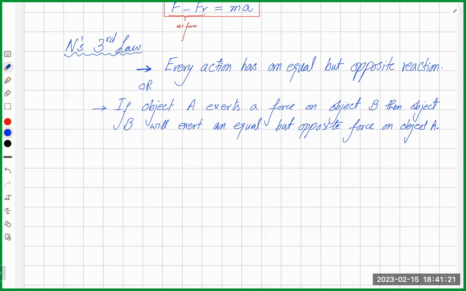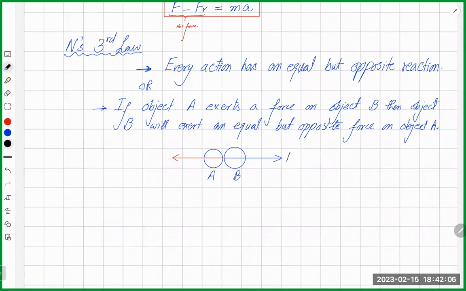Like if A pushes B, then B will push A. If A pulls B, then B will pull A. So there will be a same kind of force acting in exact opposite direction between two objects. And this pair will never cancel one another because they are never acting on the same object. For example, if this is A, this is B, this is A, this is B. A exerts force on B, then B exerts a force on A.